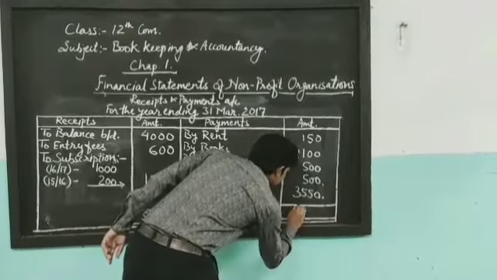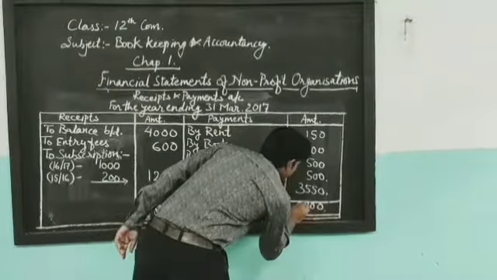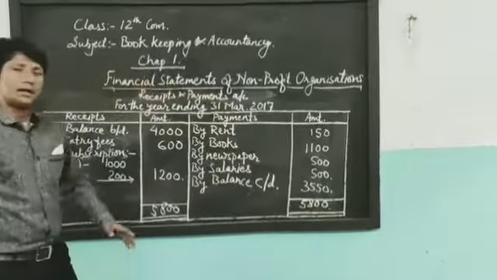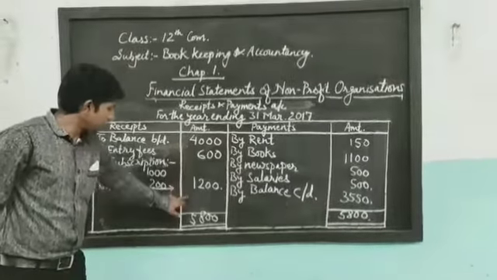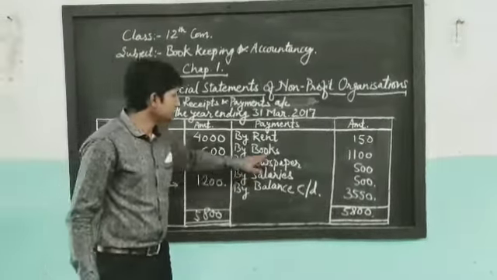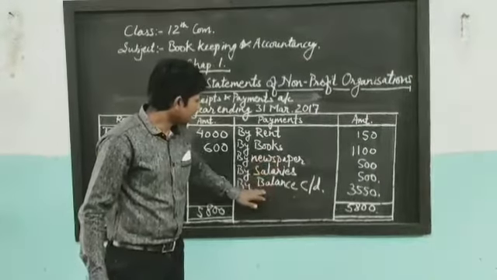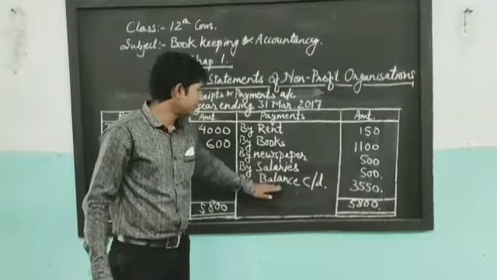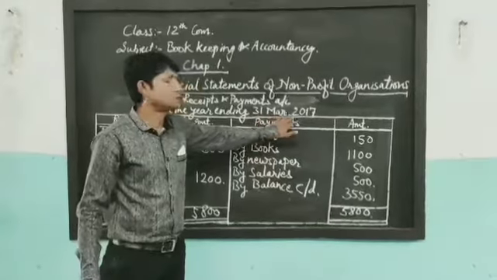The total is always the same, 5,800. It means from all the receipts we have subtracted all the payments, and this much cash is left on 31st March 2017.